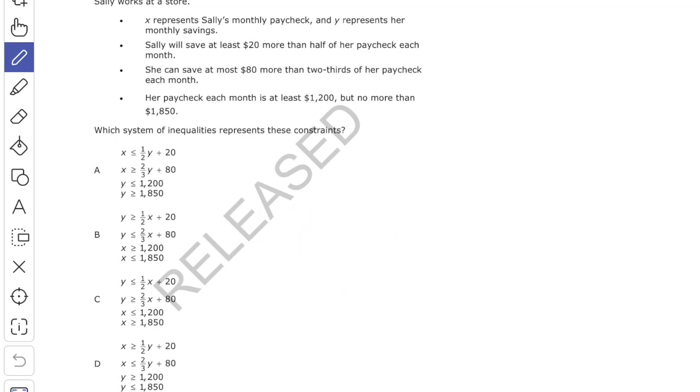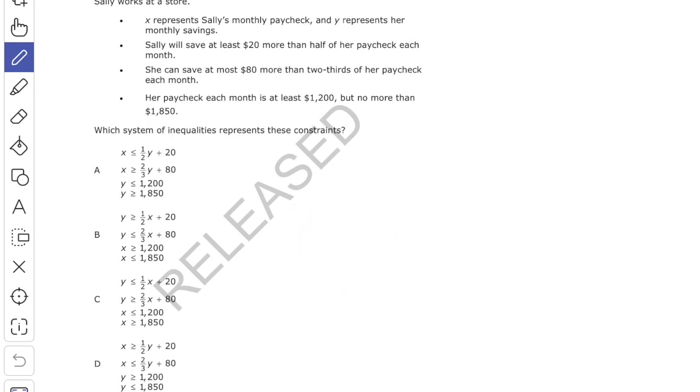All right, so the next problem that we're going to look at is a problem that was actually on the released EOC. And it says Sally works at a store. X represents Sally's monthly paycheck and Y represents her monthly savings. It says she wants to save at least $20 more than half of her paycheck each month. And then it says she can save at most $80 more than 2/3 of her paycheck each month. Her paycheck is at least $1,200, but no more than $1,850. All right, so we got a lot of information here.